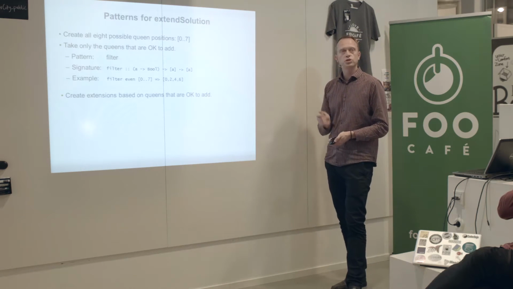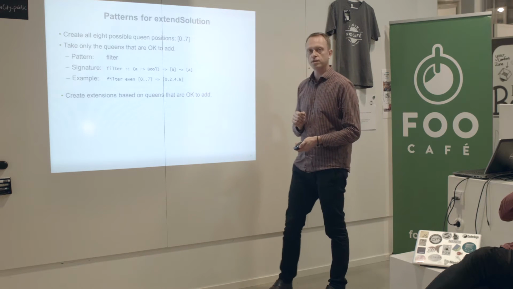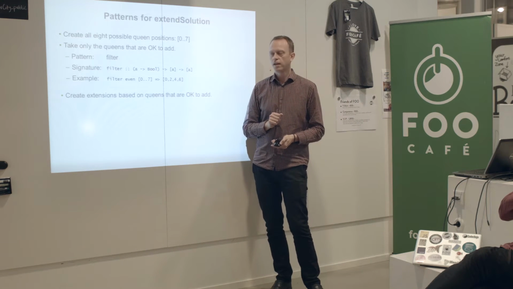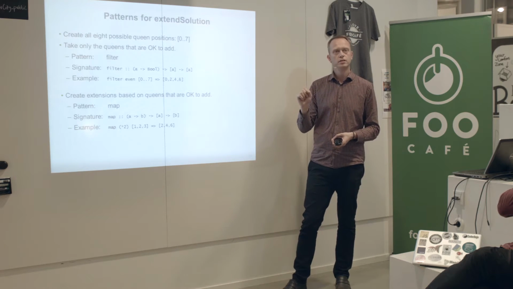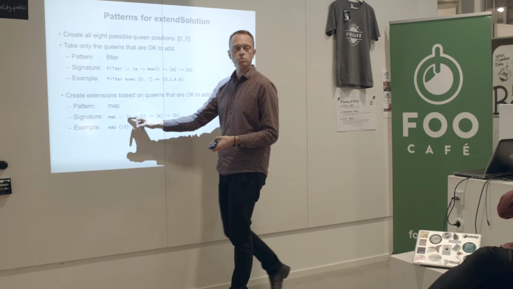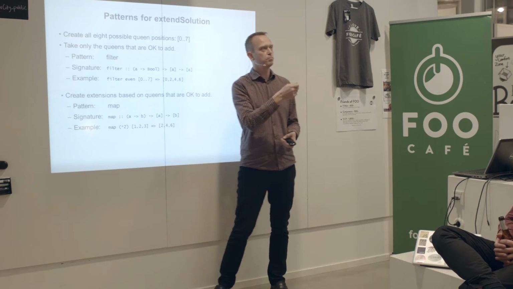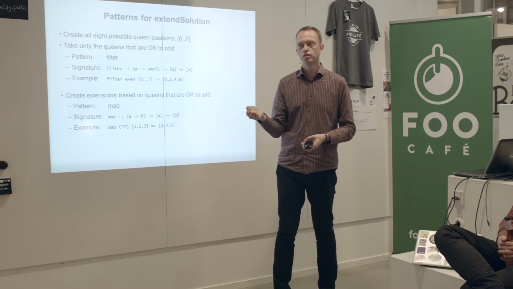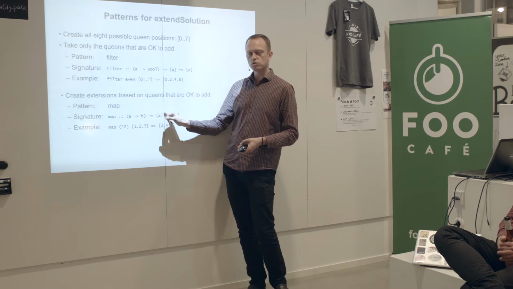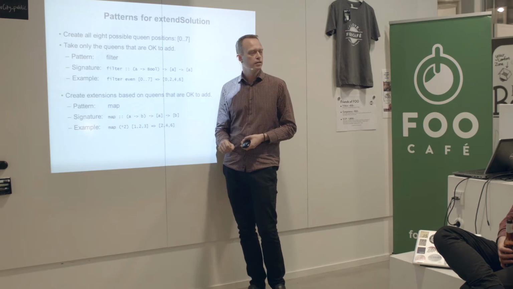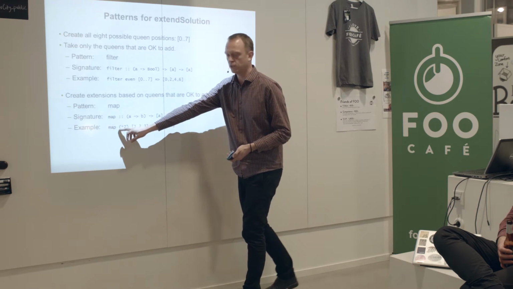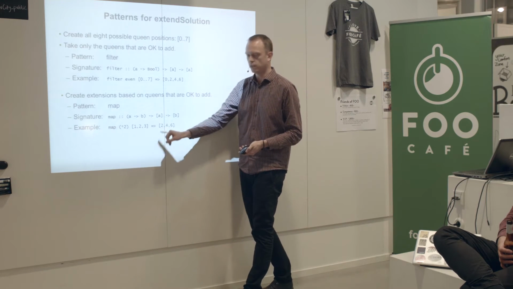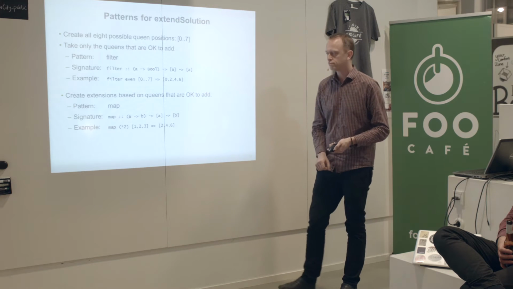And then finally, I want to create the extensions based on queens that are OK to add. And that is map. Map takes a function. In our case, the function would be to take a queen and append that to our partial solution. And the list of values would be the queens that are OK to add. So map here is an example. If I do multiplication by 2 on 1, 2, 3, I will get 2, 4, 6, right?